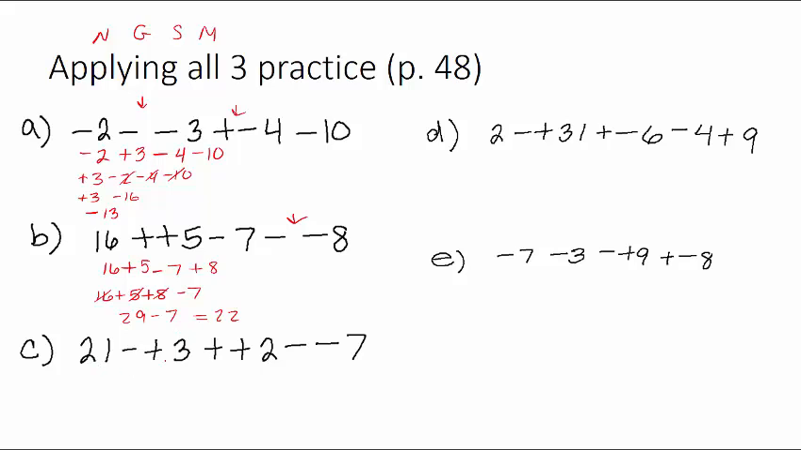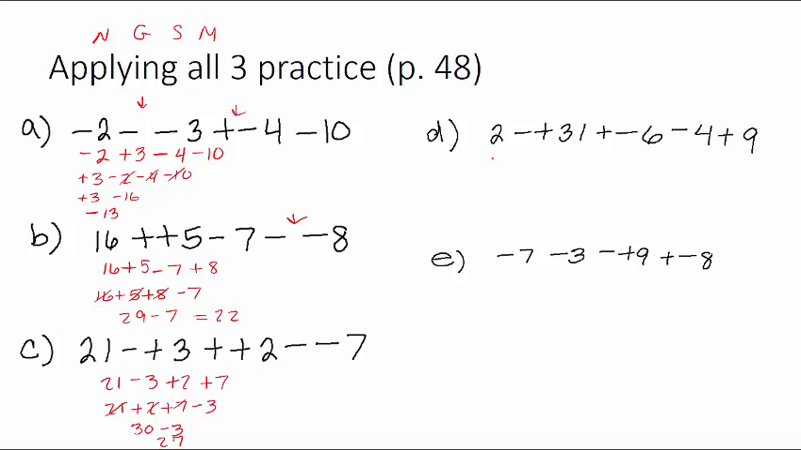Alright, for C, first neighbor sign rule. So let's get rid of all those double signs. So we have 21, take away 3, +2, +7. Now we're going to group positives and negatives together. We'll use the same sign rule. So we have 7 and 2 is 9, and 21 is 30. So we have 30 take away 3, and 30 take away 3 is 27.